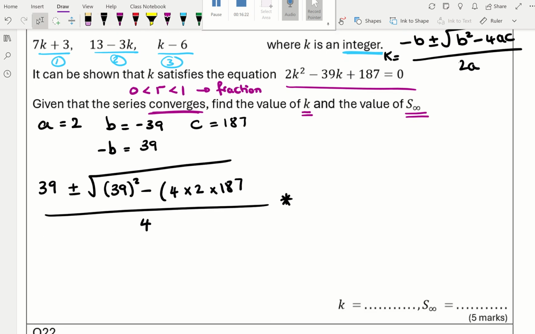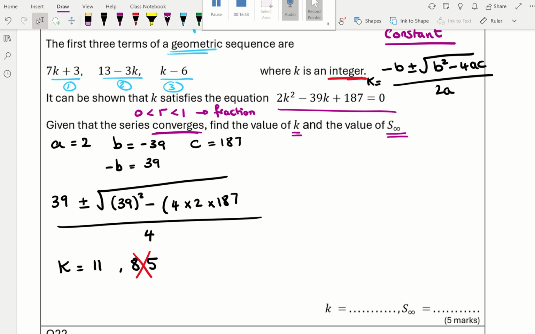And then put it in your calculator, or even use the solver and check. You get two values. K is 11 and k is 8.5. Make a point of crossing out the 8.5. You are told that k is an integer. When you get the two values, you can decide, because you've got two things that you're told. K is an integer, and it's a constant. If you're told it's a constant, it means it's a number.